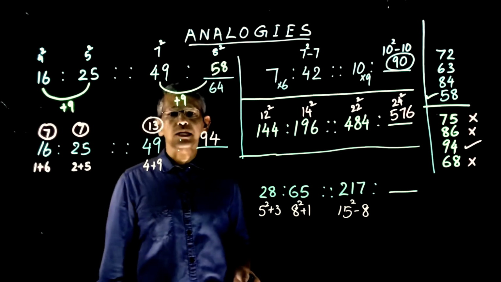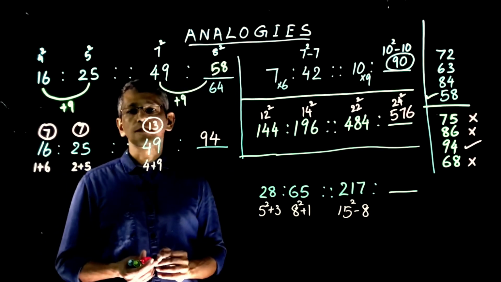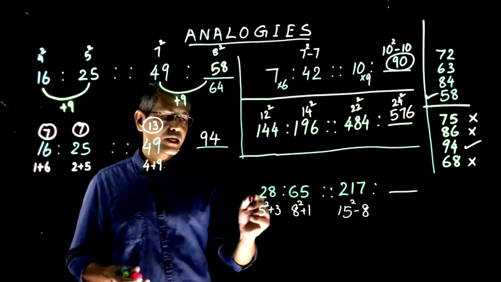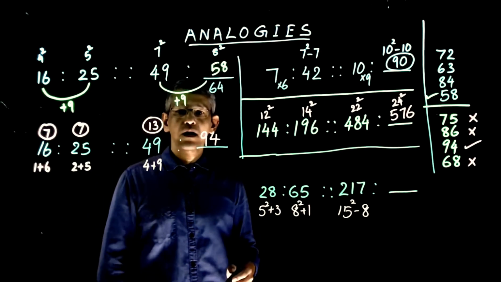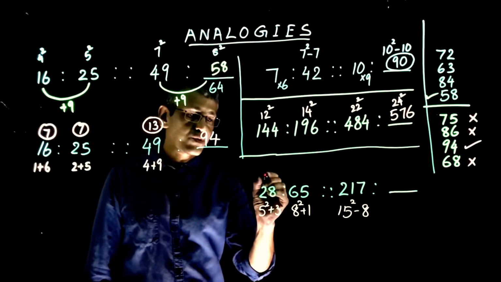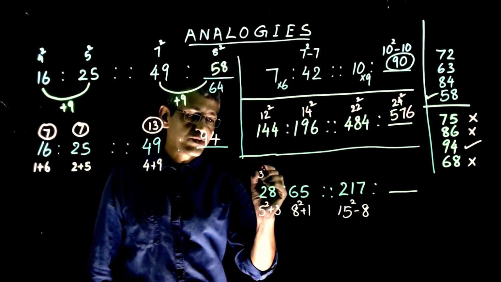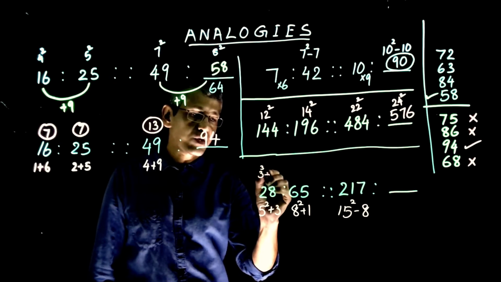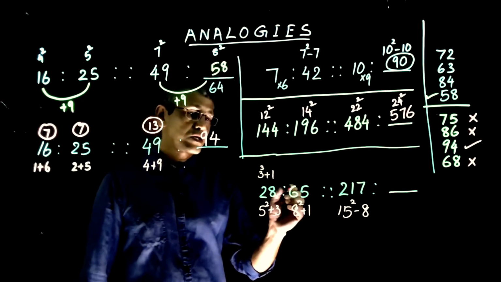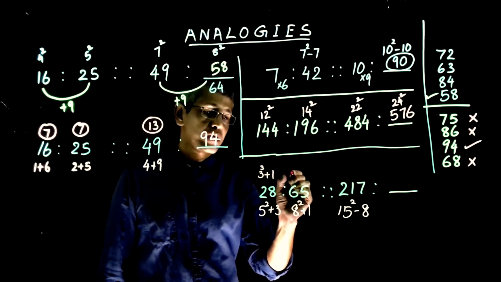Any specific pattern. So, how do you deal with it? Anything else come to your mind? Well, I see this number 28 and 65. That reminds me of something else. What is that? 3 cube is 27. So 3 cube plus 1. 3 cube is 27, 27 plus 1. In this case, 65. 65 is what? 4 cube.